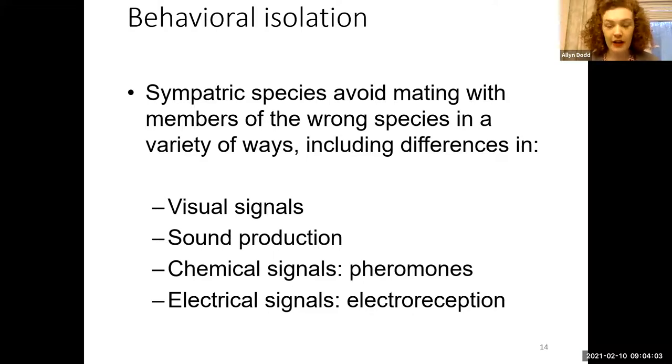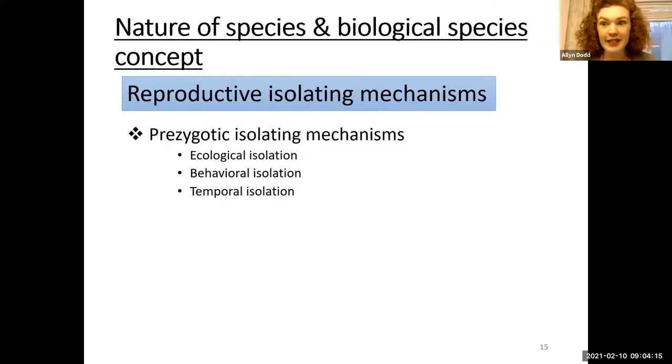So these are all ways that species are able to isolate themselves behaviorally, okay? And like I said, we talk about all these since it's behavior and animal behavior. So if you're interested in this, take that class. We go way deeper. Okay. The third prezygotic isolating mechanism that prevents fusion of gametes is temporal isolation.